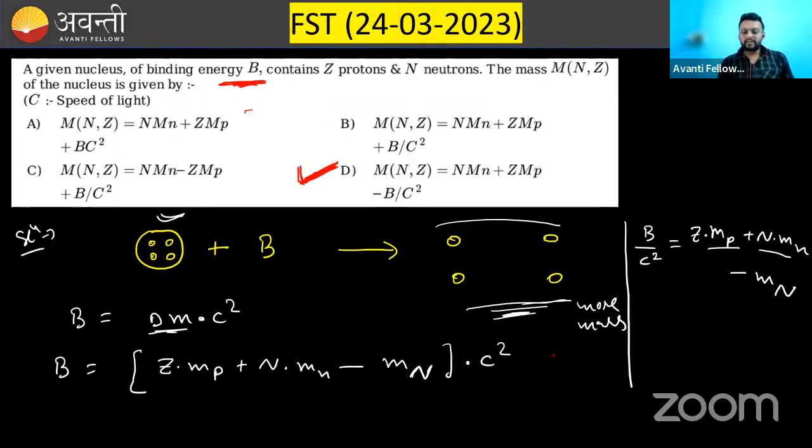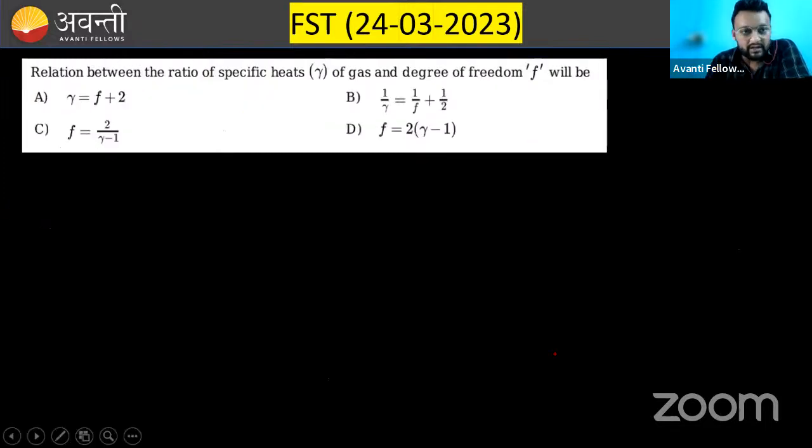So this is again a very basic question in which you need to calculate the binding energy, write the mass defect, and just transfer things. I am not transferring these things here again because it will become the same equation as option D. So you can transfer the things there. Moving further with another question.